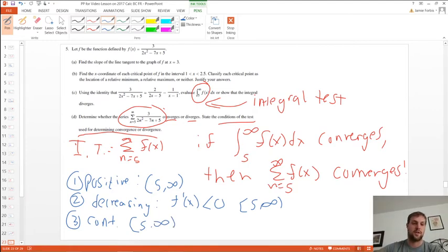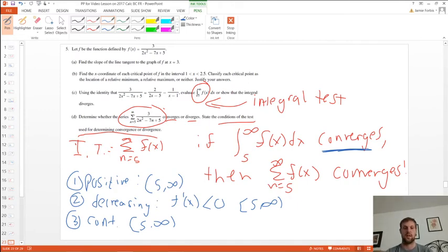As long as those three things are true on the interval 5 to infinity, that it's positive, which it is, decreasing, which it is by the derivative, and continuous because we're past the points of asymptotes there, then the integral test applies. And since the integral test converges, then so does the series. And that's kind of the connection it was wanting you to make.